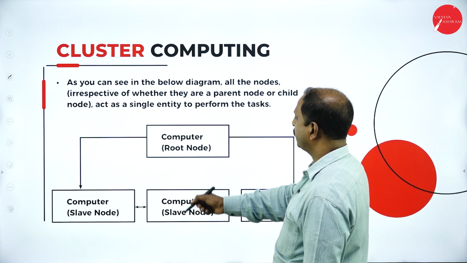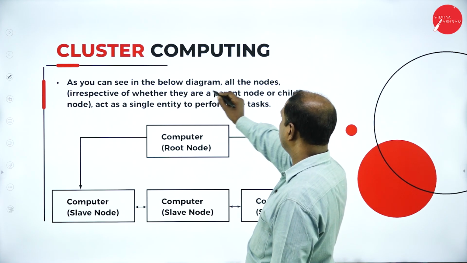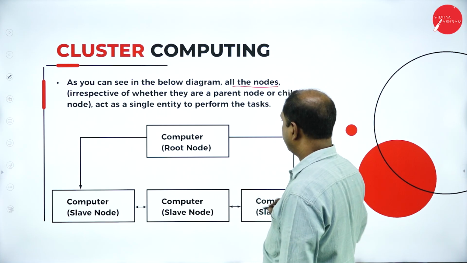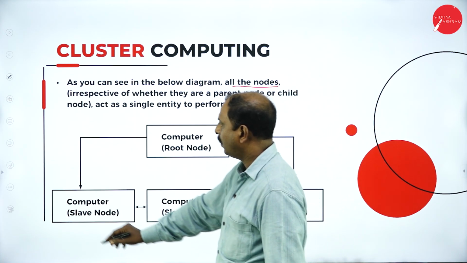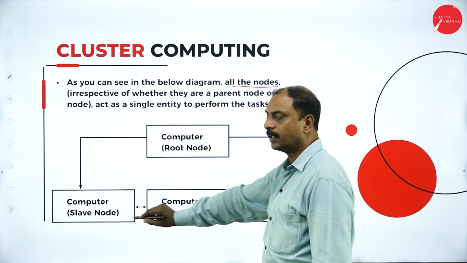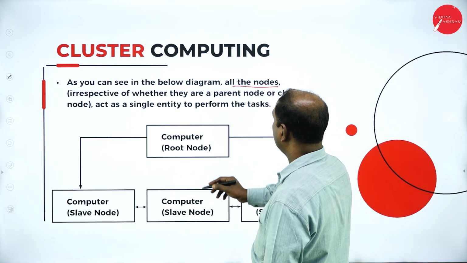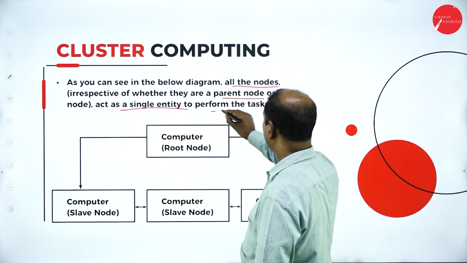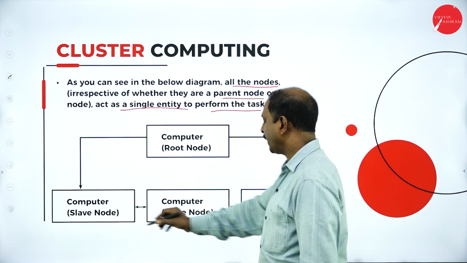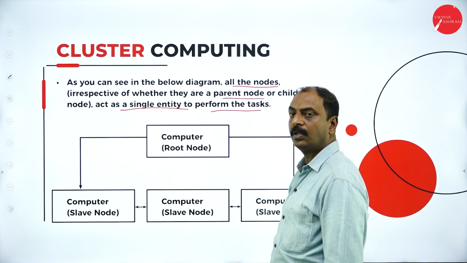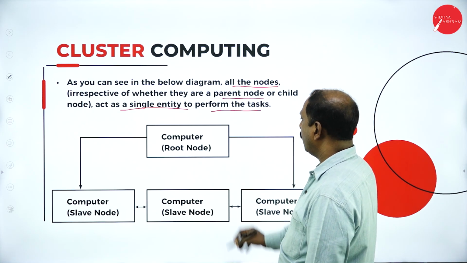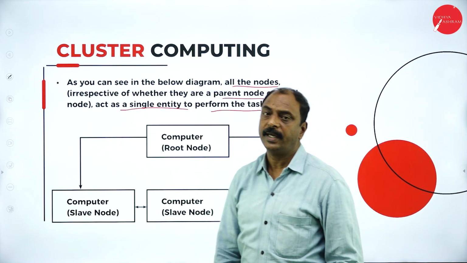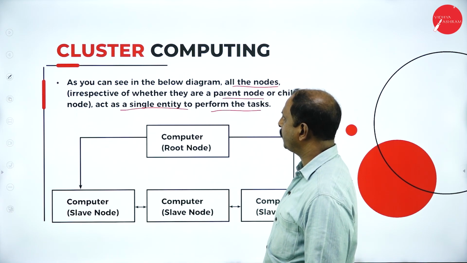See, this is an example for that. As you can see in the diagram below, all the nodes, meaning all individual computers, form the nodes here, and all together is called one network or one cluster network. So here the parent node and child nodes act as a single entity to perform the task. This diagram shows the example for cluster computing, where all are individual systems and in the form of a network together form a cluster. So this is cluster computing.